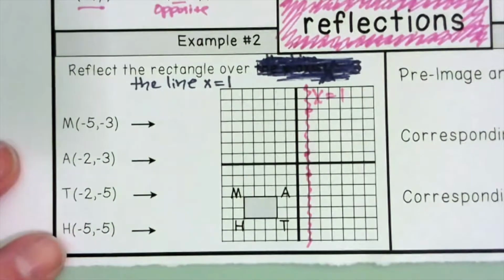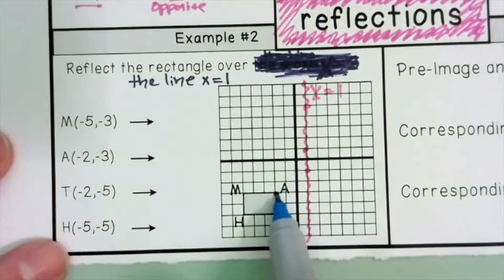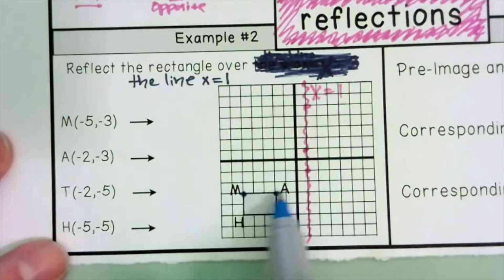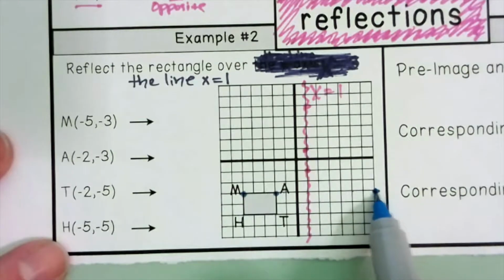So a reminder of how we handle this. I do the same type of thing as I did on the last problem. I'm looking to see how far these points are away from my line of reflection. If I start with M, I need to see how far M is away from my pink line of reflection here. So I'm going to count. 1, 2, 3, 4, 5, 6. M is 6 units to the left. So my M prime will be 6 units to the right. 1, 2, 3, 4, 5, 6.